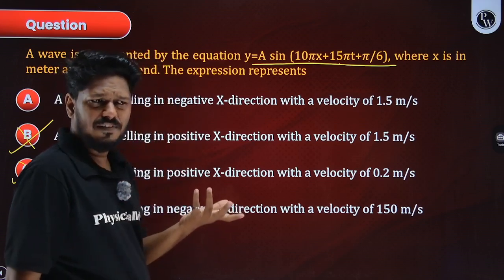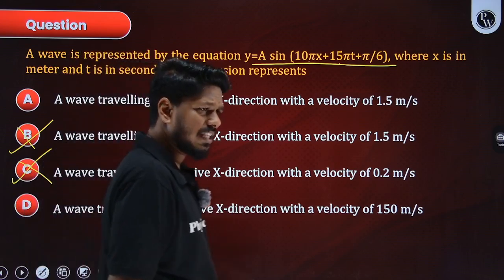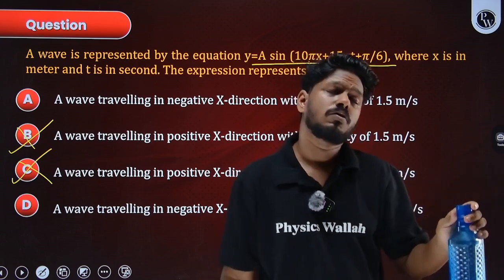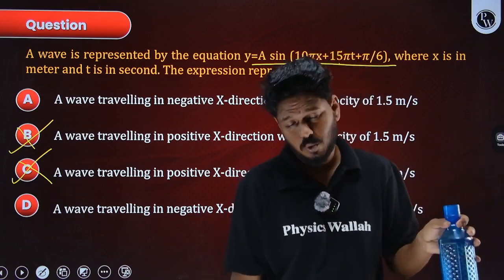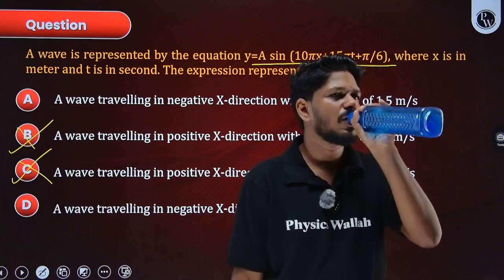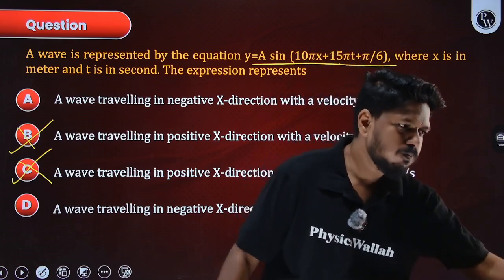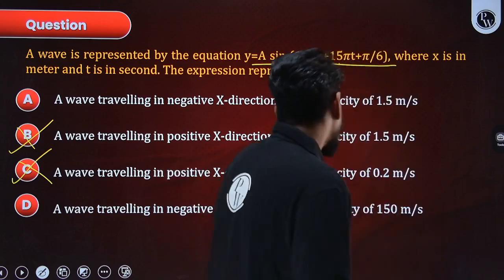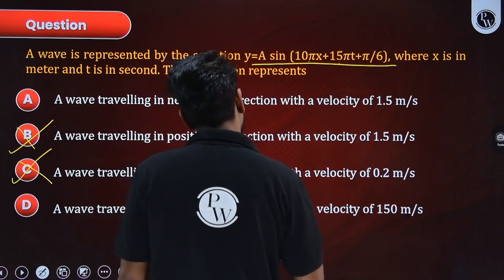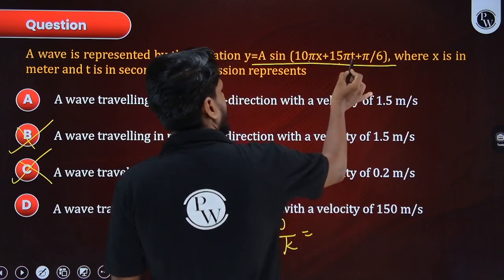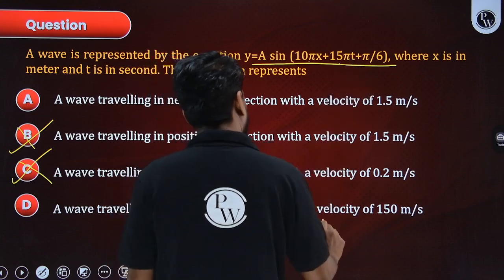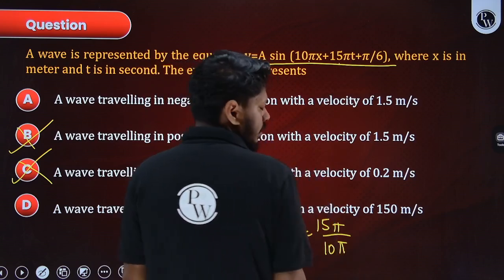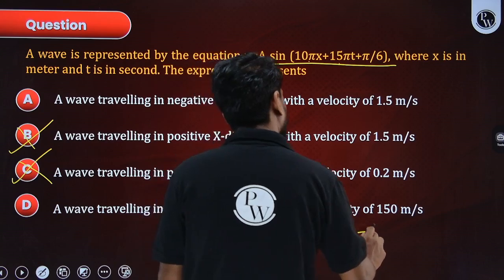Sir, how do I find the velocity? One way of finding the velocity is to use the wave equation: d square y by dt square is equal to v square times d square y by dx square. Use the equation, solve it completely, equate both sides, you will get the answer. Or simply you can write velocity is equal to omega by k. We know omega, 15 pi. What is k? 10 pi. Cancel them out. You will be getting 1.5.